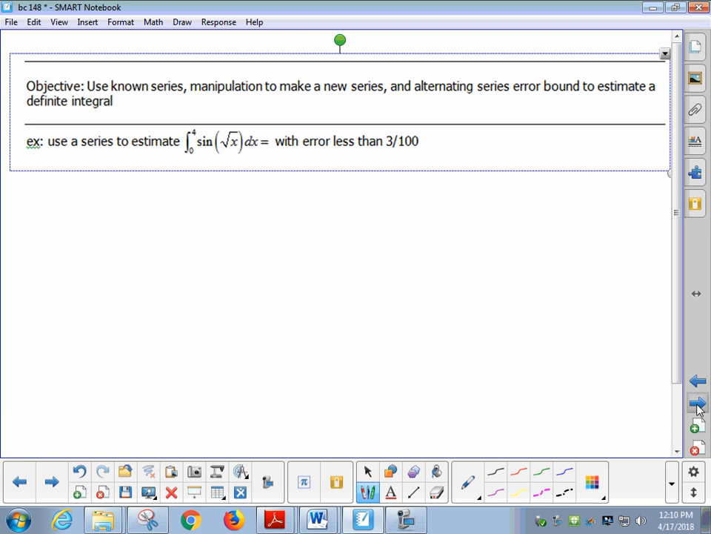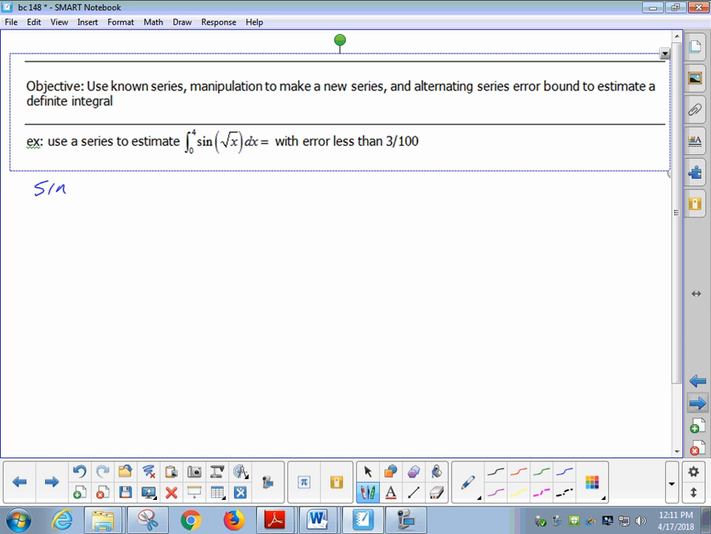Speaking of numerical estimates and such, the last really one we have to talk about in series is how can we use a series to estimate an integral that we could not otherwise do? For example, the sine of the square root of x. It has no antiderivative. You cannot find a function that has a derivative with that. There isn't one. And yet, you can still estimate the area under that curve using series if you have a series for this. So, we're going to create a series.